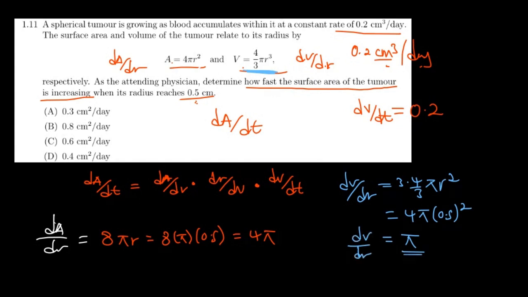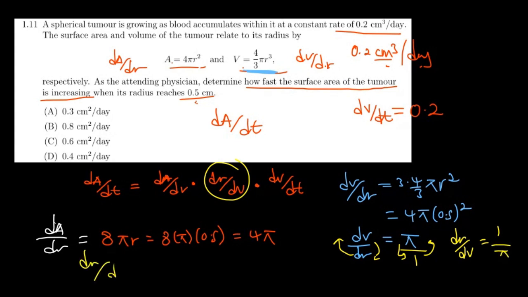Where I have the pi here, I can write it as pi over 1. Now my interest is dr dV, so I take the dr on top and the dV down. So my dr dV will be equal to 1 over pi. And then this dV dt, we already have it, it is 0.2, so you can just put in that formula and then multiply.